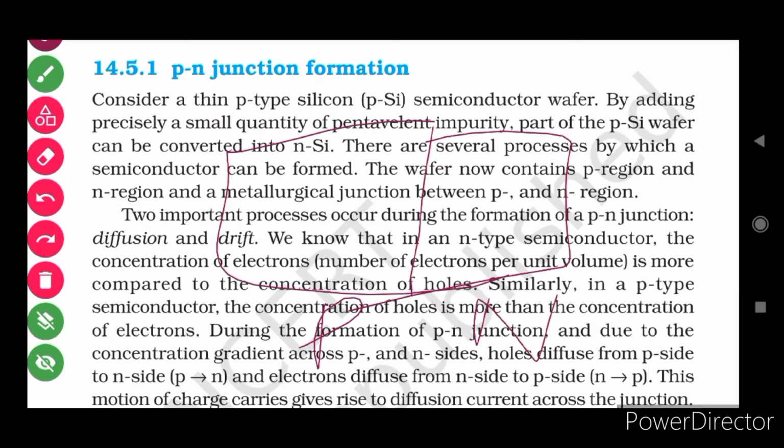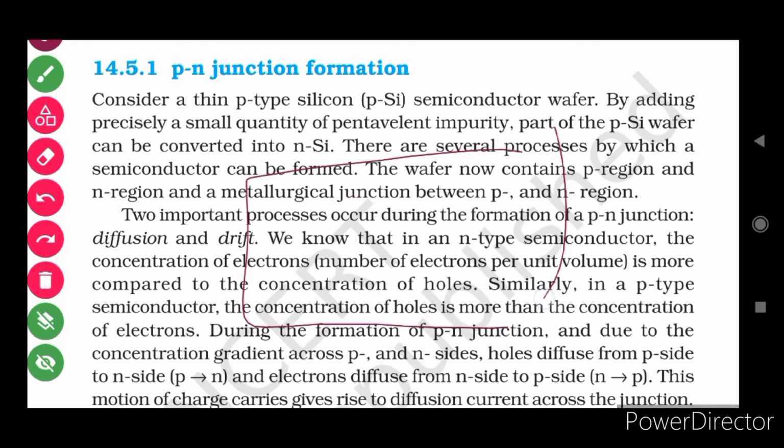There are other ways to obtain a PN junction; this is one of them. There are several processes by which it can be formed. The wafer now contains a P region and an N region, and a metallurgical junction between them. So we have a P-type semiconductor and an N-type semiconductor, with a junction between the two. This is a PN junction.